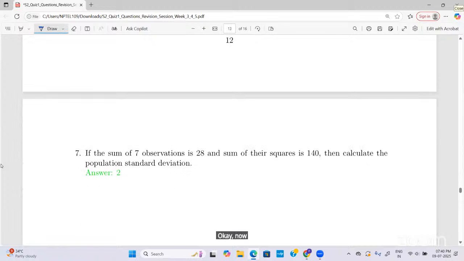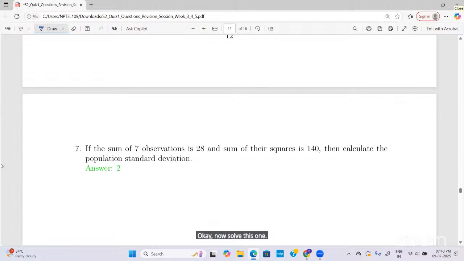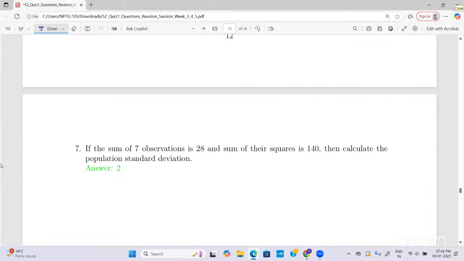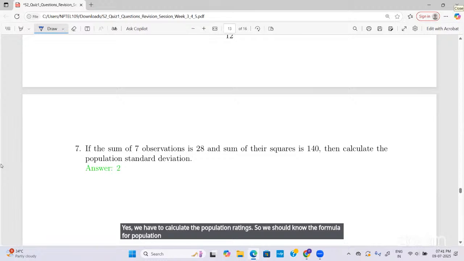Okay, now solve this one. Here, if the sum of 7 observations is 28 and the sum of their squares is 140, then calculate the population standard deviation. Now, how will you solve it? Think about it. First, we have to calculate variance. Yes, we have to calculate the population variance. So we should know the formula for population variance first.